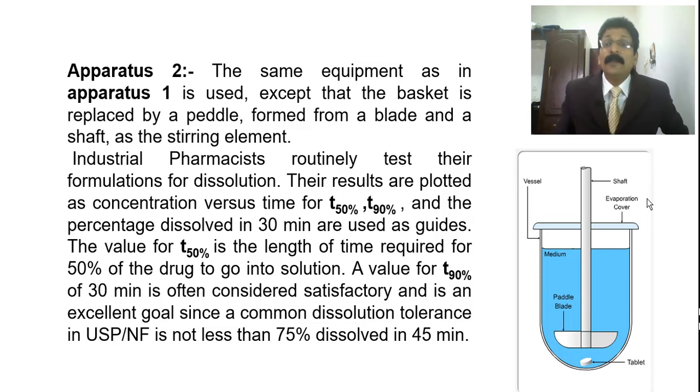That is, how much time it takes for 50% of the drug to be released, and how much time for 90% of the drug to be released. This can be easily determined from a graph, by plotting time on the x-axis versus amount of drug released by the sample you are analyzing on the y-axis. You can find 5, 10, 15, 20, 30 or 40 minutes, and the percentage dissolved in 30 minutes is used as a guide.